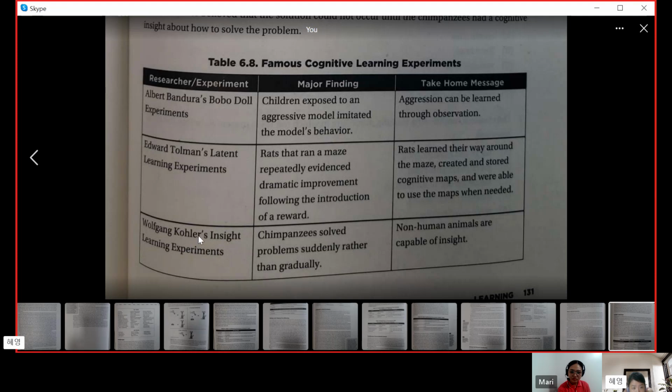And Köhler's insight learning experiment: chimpanzees solved problems suddenly rather than gradually. So non-human animals are capable of insight. So this is the thing up to learning theory.